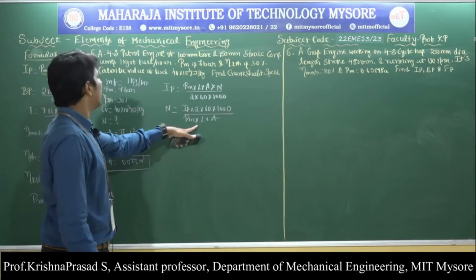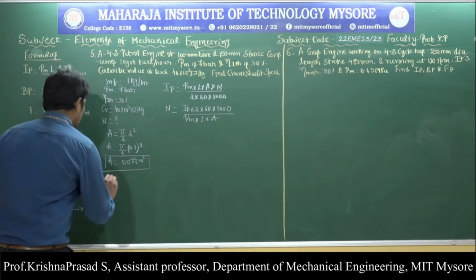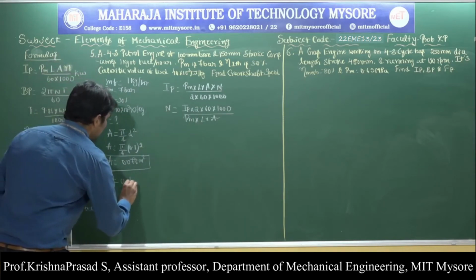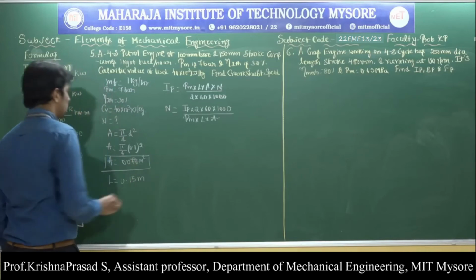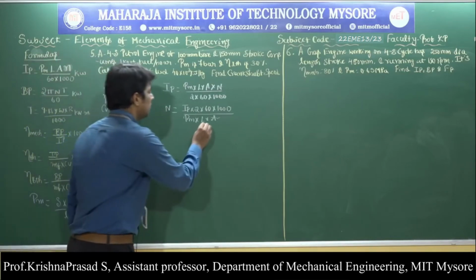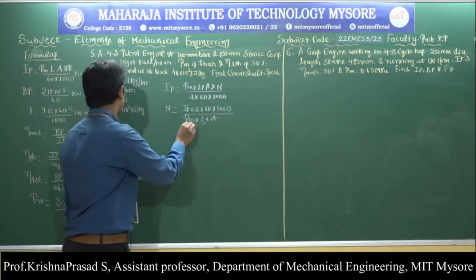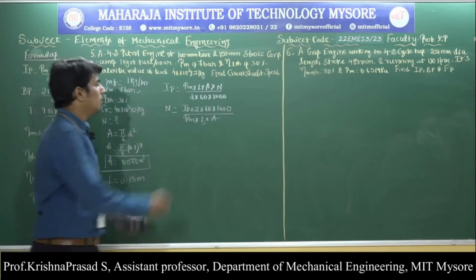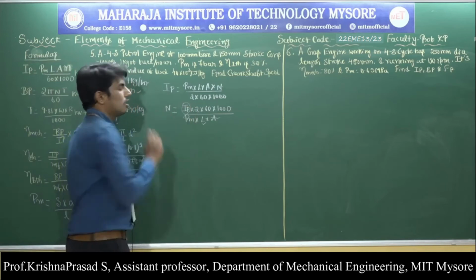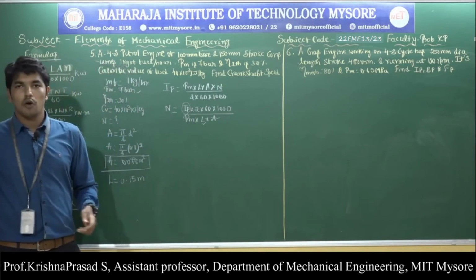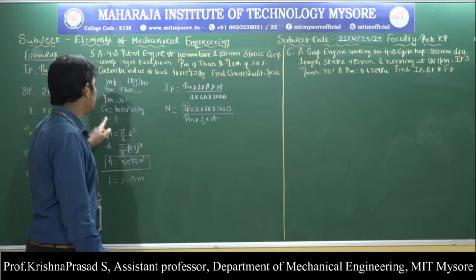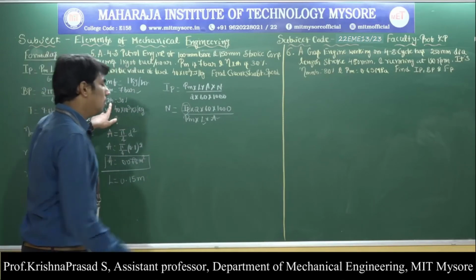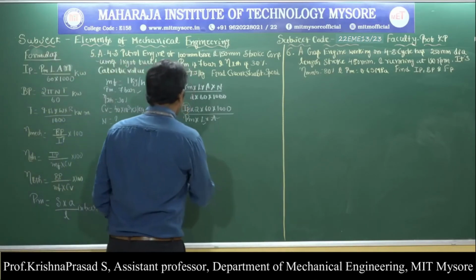Okay, then what about the L? The stroke length they have given is 150 millimeter, that is 0.15 meter. So we know L, we know the area, and we know PM, that is 7 bar, that is 7 into 10 to the power of 5, but I don't know the value of indicated power. So how to calculate the indicated power? Here they have given the indicated thermal efficiency.